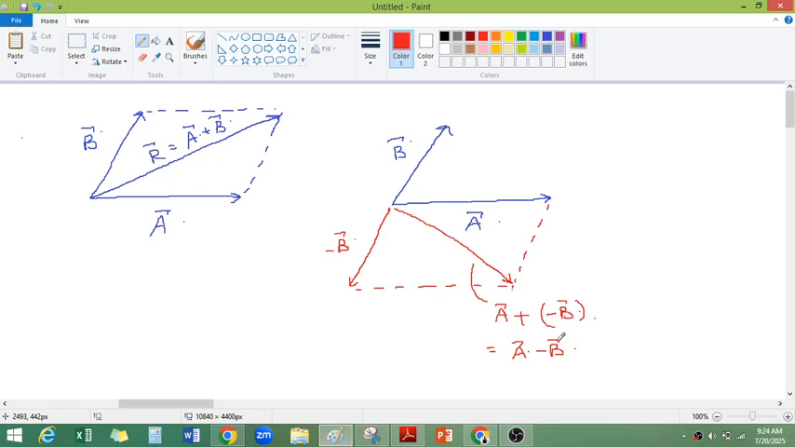Okay, so why we do it this way is, we take minus B and you are adding it with this one, so to get A minus B.